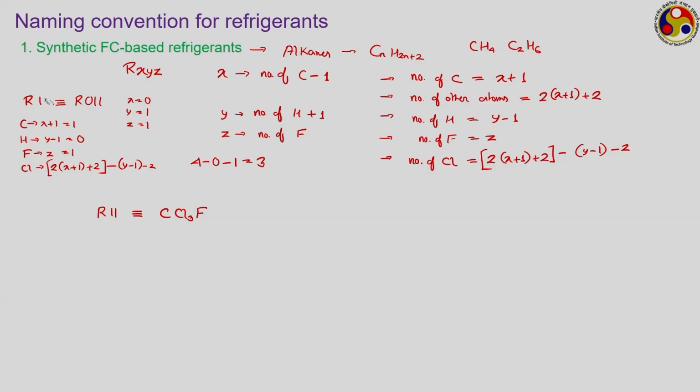Instead of R11, if we talk about R12, it is 0, 1, 2. So x is equal to 0, y equal to 1 and z equal to 2. Number of carbon will be x plus 1, that is 1. Number of hydrogen is y minus 1, that remains 0. Number of fluorine in this case is 2. So how much will be the number of chlorine? Number of chlorine will be equal to 4 minus 0 minus 2, that is equal to 2.